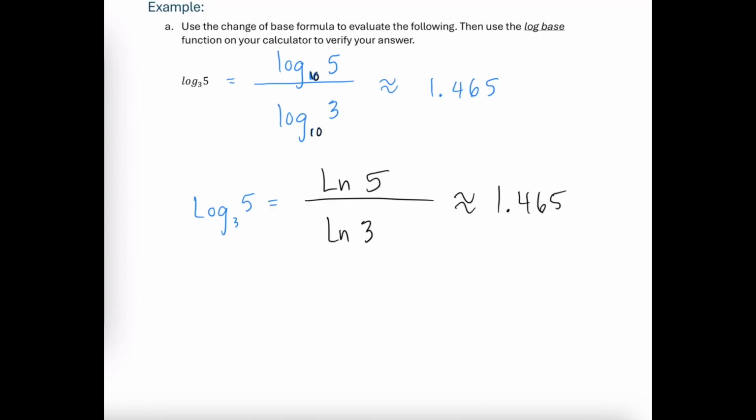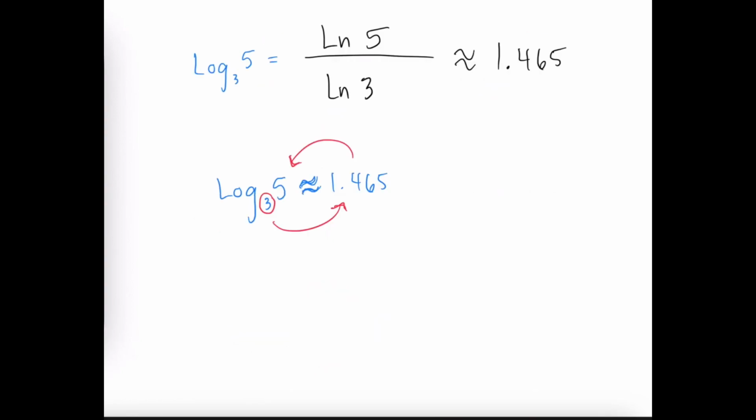Now, let's make sure we understand what's going on here. The log base 3 of 5 is approximately equal to 1.465. We're using approximately because of course we rounded that decimal. But what this means is that 3 raised to this power is going to be equal to 5. And we can check that on our calculator if we like.